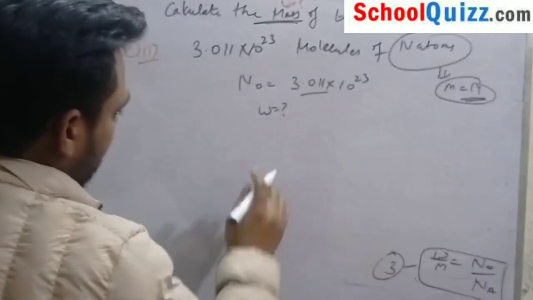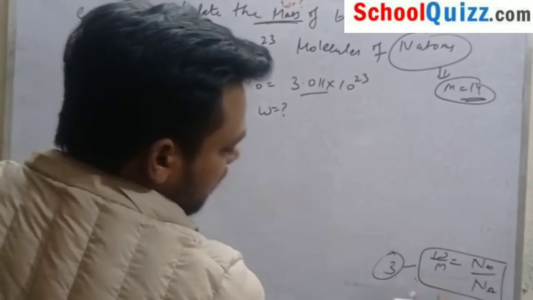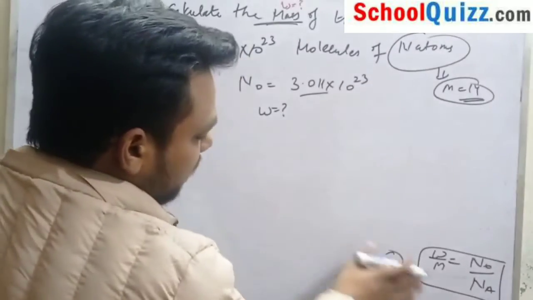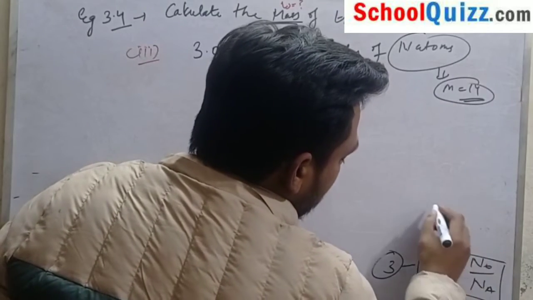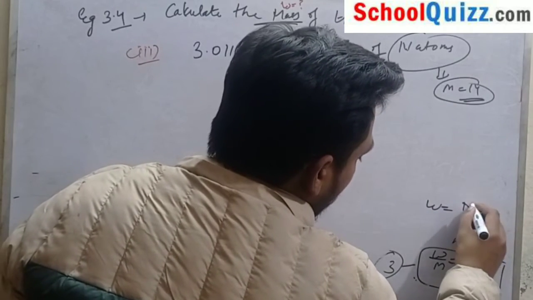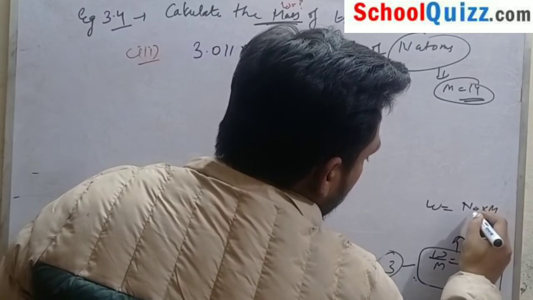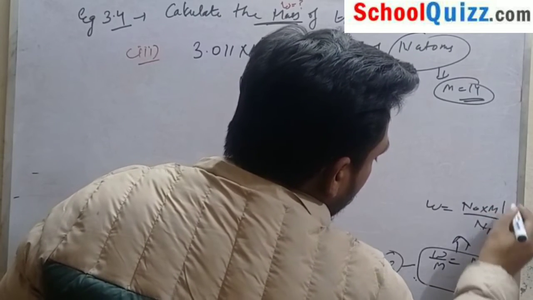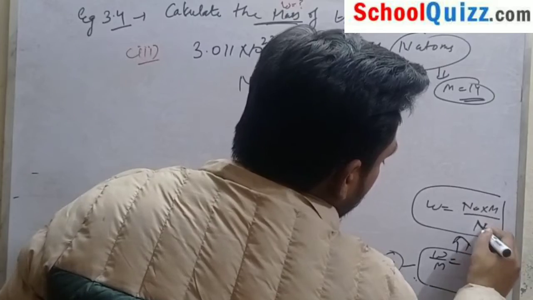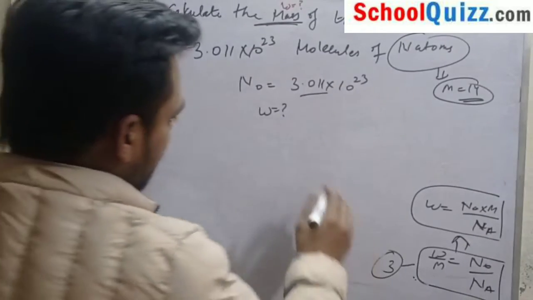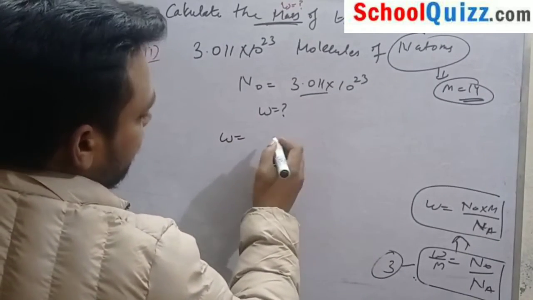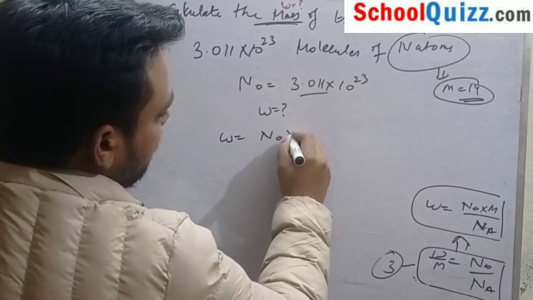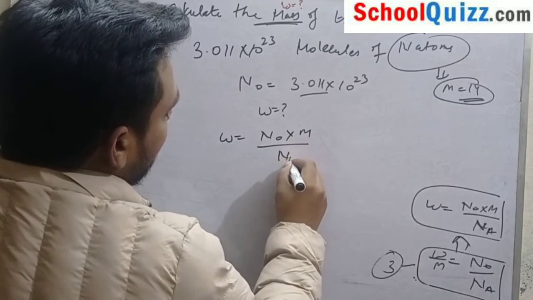We have to calculate W. According to the situation, we will manipulate that formula. That is, W will be equal to N naught into M upon Na. The third formula is very important. W will be equal to N naught into M upon Na.